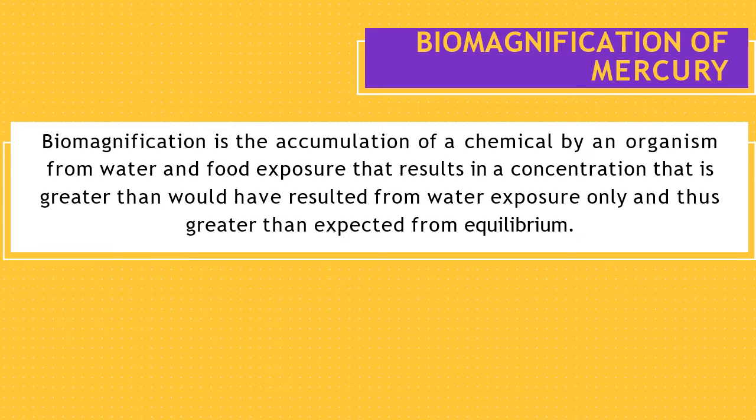Now let's talk about how mercury affects us. It affects us by a phenomenon known as biomagnification. Biomagnification is the accumulation of a chemical by an organism from water and food, which results in a concentration that is greater than expected.